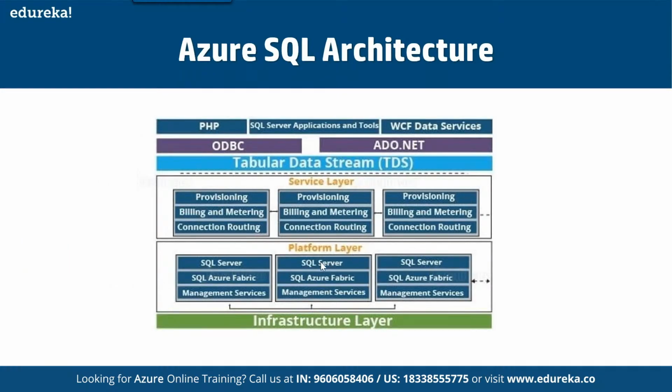Here you see the infrastructure layer at the bottom, and this is the platform layer where you have your SQL Server and the different facilities it provides. Then you have the service layer where you can provision and deprovision, set the metrics and the limits, see the routing and how much is being consumed. And the last one is the client layer, which is the front-end layer for the users.